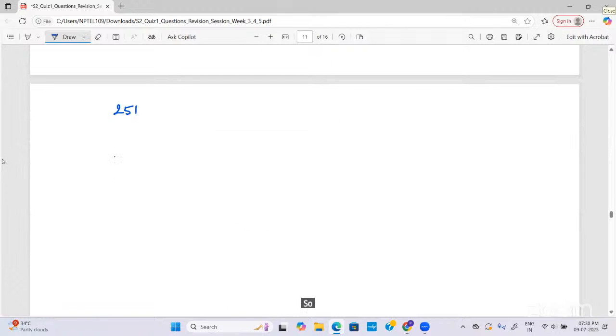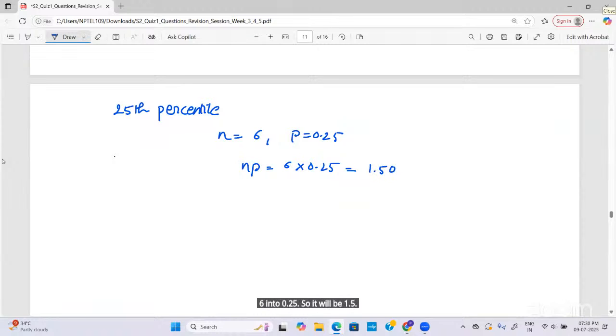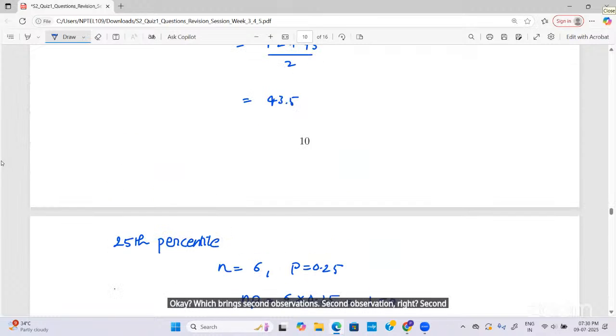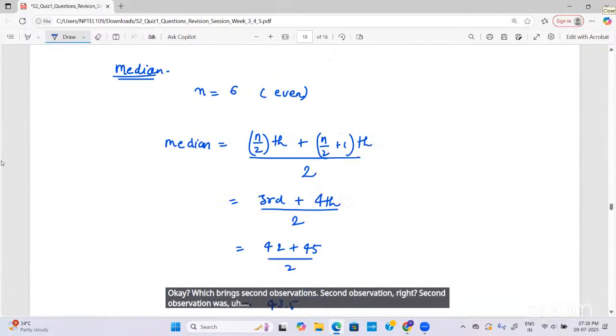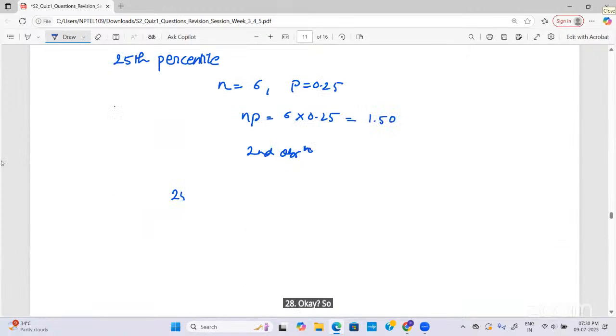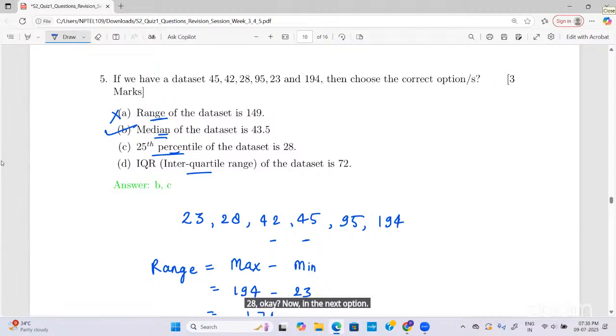Now we have to find the 25th percentile. N is 6, P is 0.25. So NP will be 6 into 0.25, which is 1.5, which means the second observation. The second observation was 28. So the 25th percentile is 28. So this is also correct.